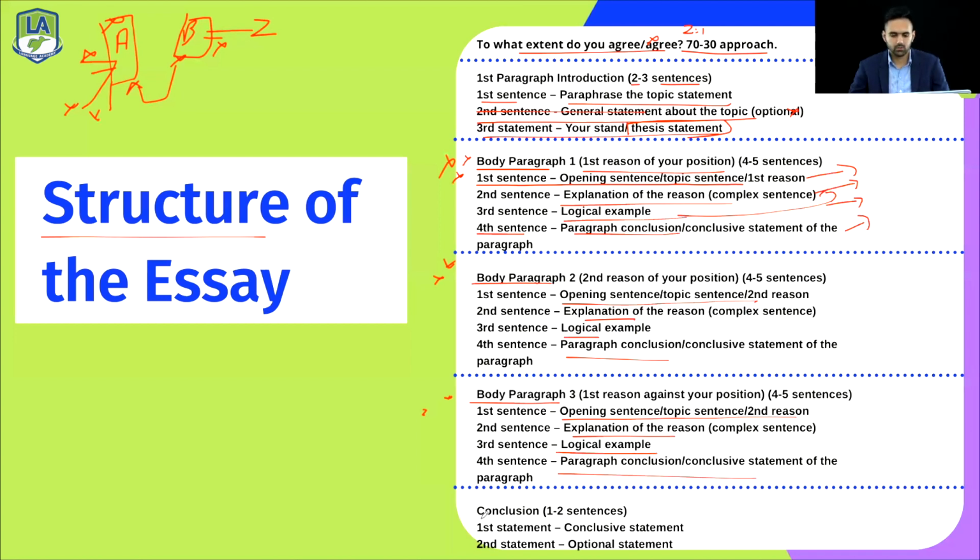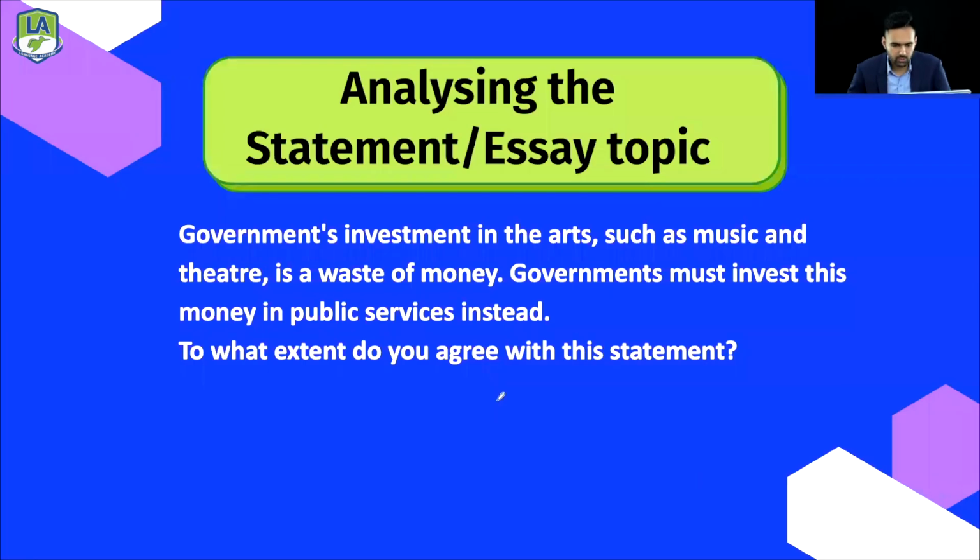And then conclusion, 1 to 2 sentences, a conclusive statement, which I'll give you, you can write as it is, and then one optional statement. Let's have a look at today's topic and then write an essay with the phrases and the ideas I've got. Government's investment in the arts, such as music and theater, is a waste of money. Governments must invest this money in public services instead. To what extent do you agree with this statement?